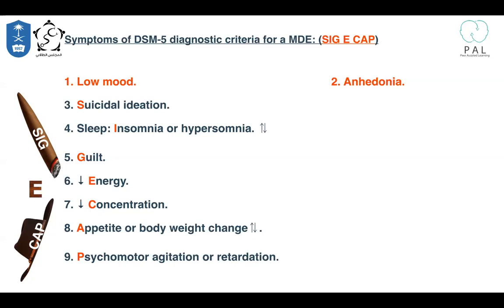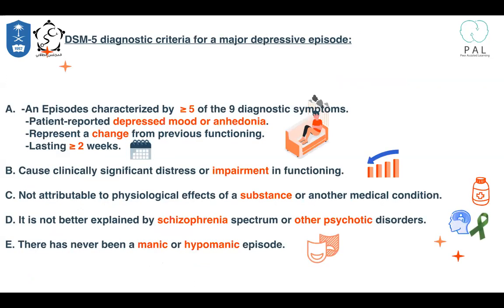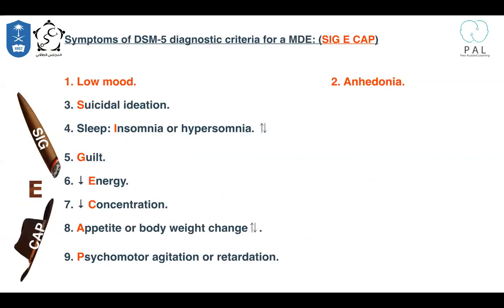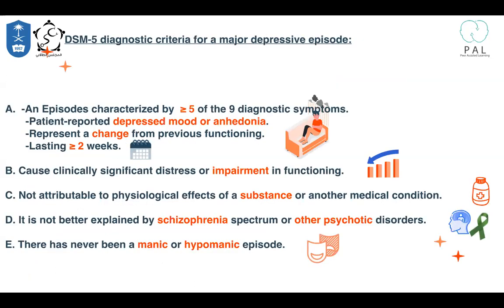DSM-5 قالوا في 5 شروط لازم تأبلايد قبل ما we diagnose the patient. An episode characterized by at least 5 of the 9 diagnostic symptoms. At least 5 من هذه السيمتوم. طيب واحد منهم must be either low mood ولا anhedonia، يعني low mood or anhedonia مع 4 other symptoms.